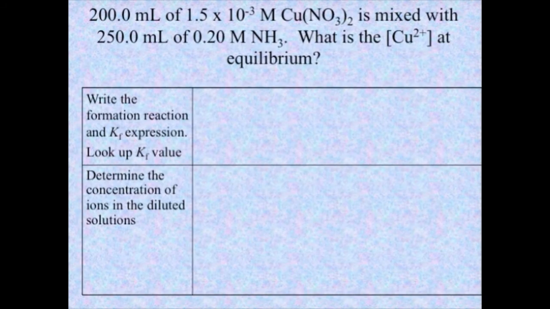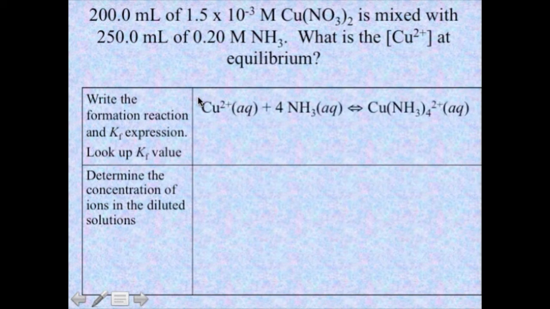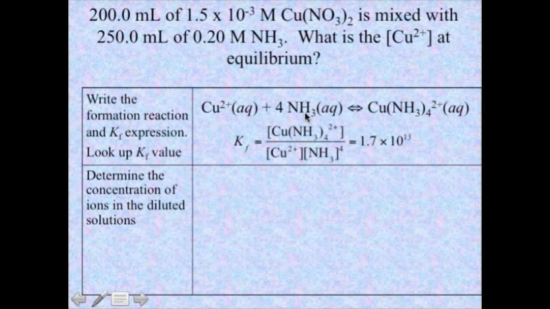So now let's do a problem involving formation constants. 200 milliliters of 1.5 times 10 to the minus 3 molar copper nitrate is mixed with 250 milliliters of 0.2 molar ammonia. What is the concentration of copper ion at equilibrium? So first we write the formation reaction and the Kf expression. It's going to be copper ion plus 4 ammonia molecules forming the copper amine complex. Kf equals products over reagents to the power of their coefficients.